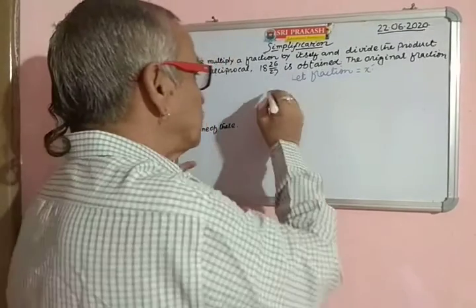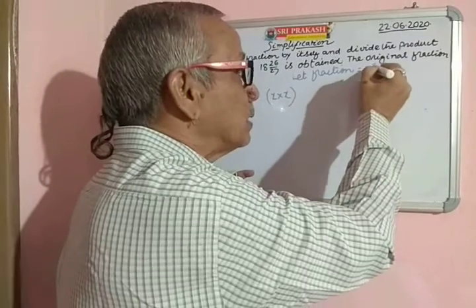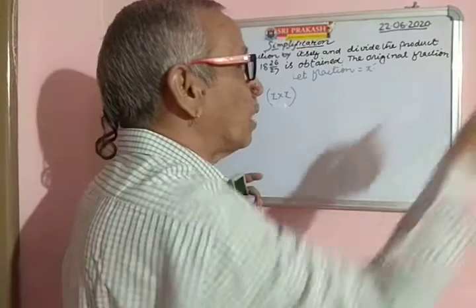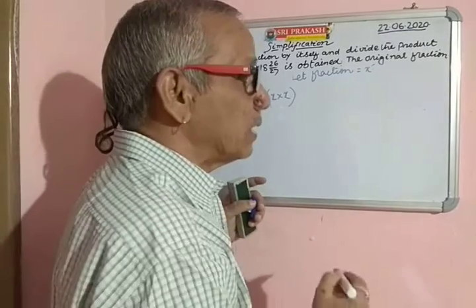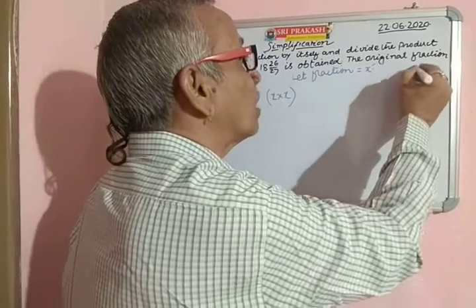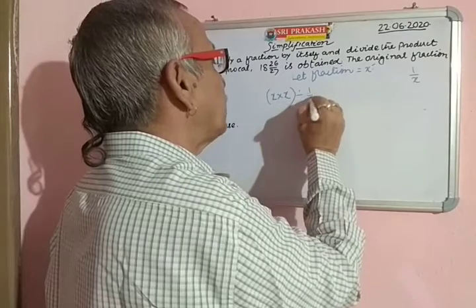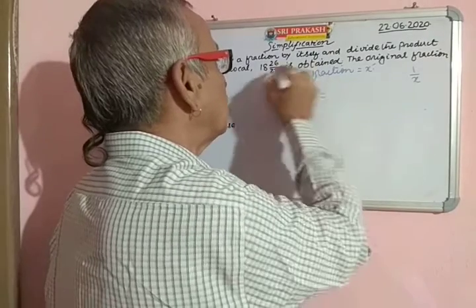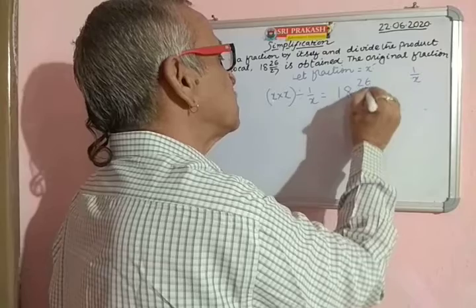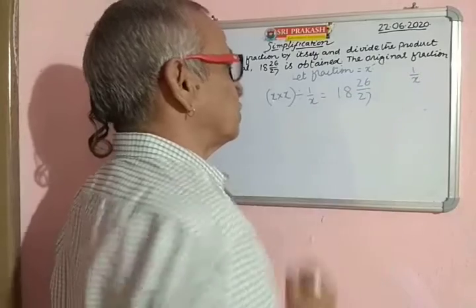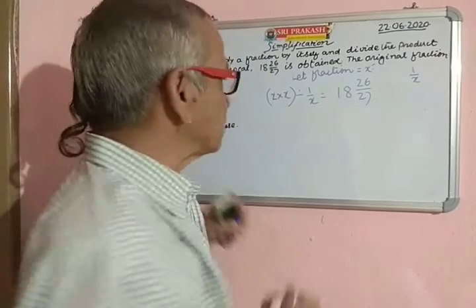And then to this product, if you divide by this fraction's reciprocal, what would be the reciprocal of this x? Reciprocal of this x will be 1 by x. So divided by 1 by x is equal to this number. What is that number? 18 26 by 27. Clear? Let us simplify our left hand side.